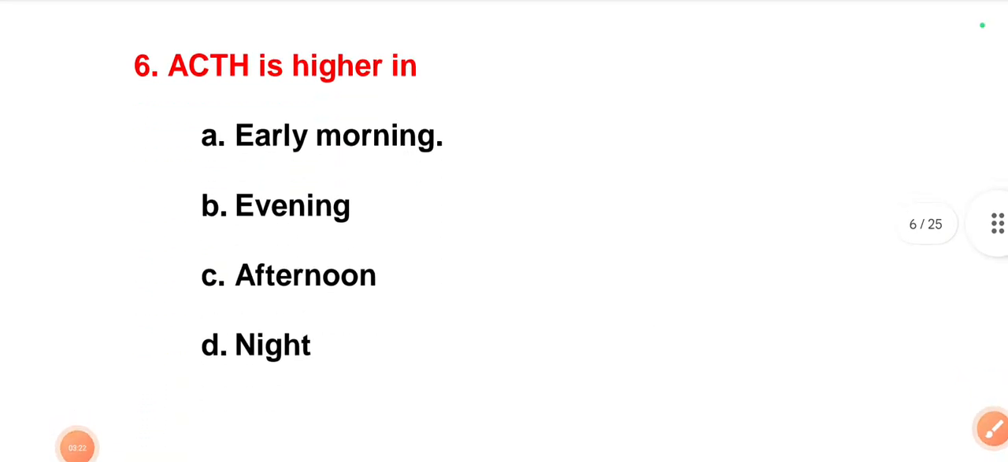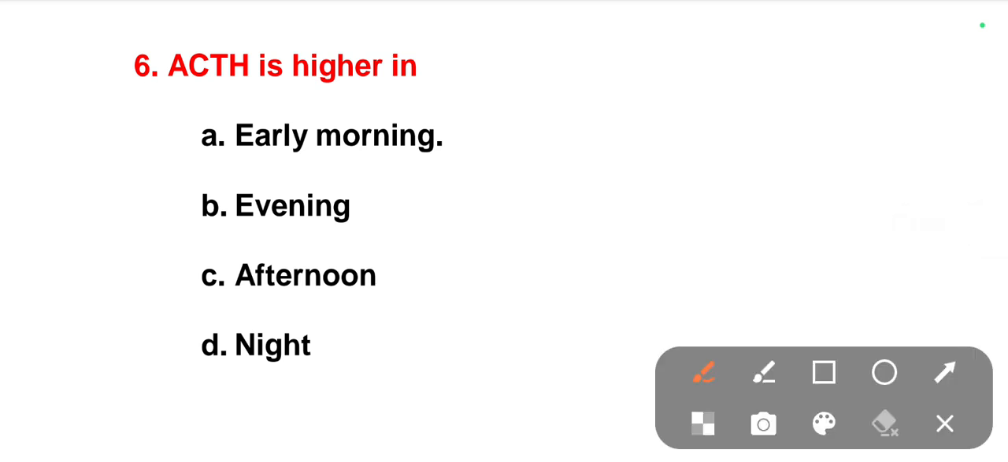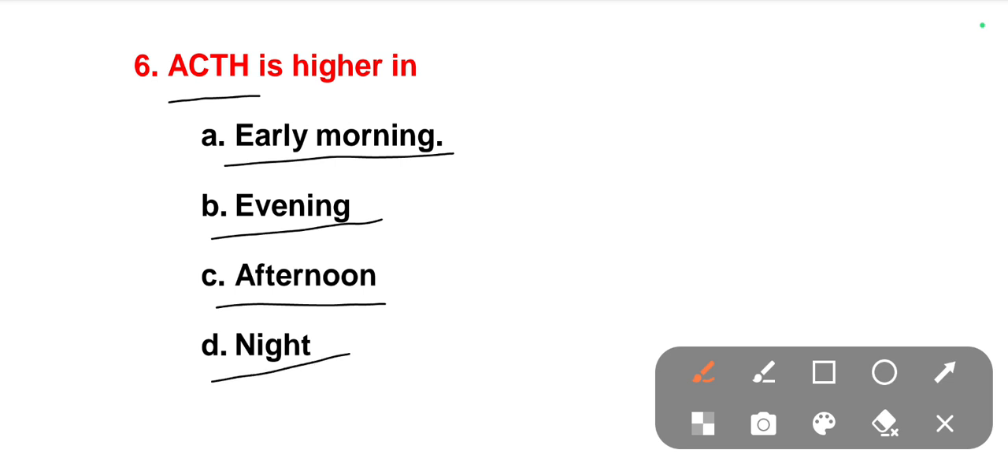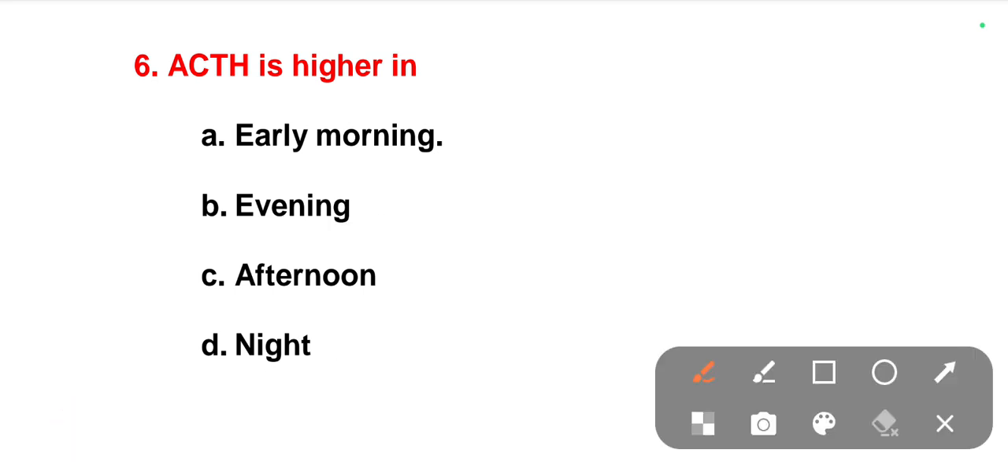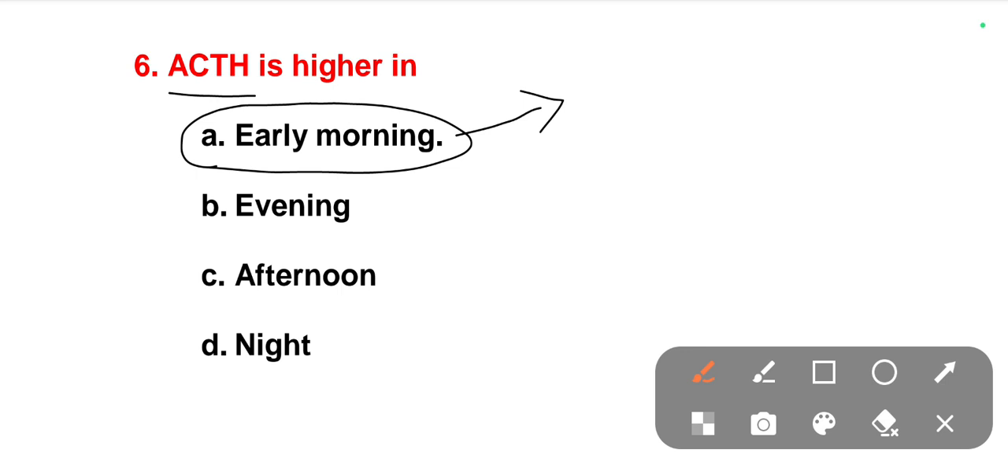The next one, ACTH is higher in. ACTH is nothing but adrenocorticotropic hormone. Options are in early morning, in the evening, afternoon, or night. So the right one is early morning. So ACTH hormone is higher in the early morning.